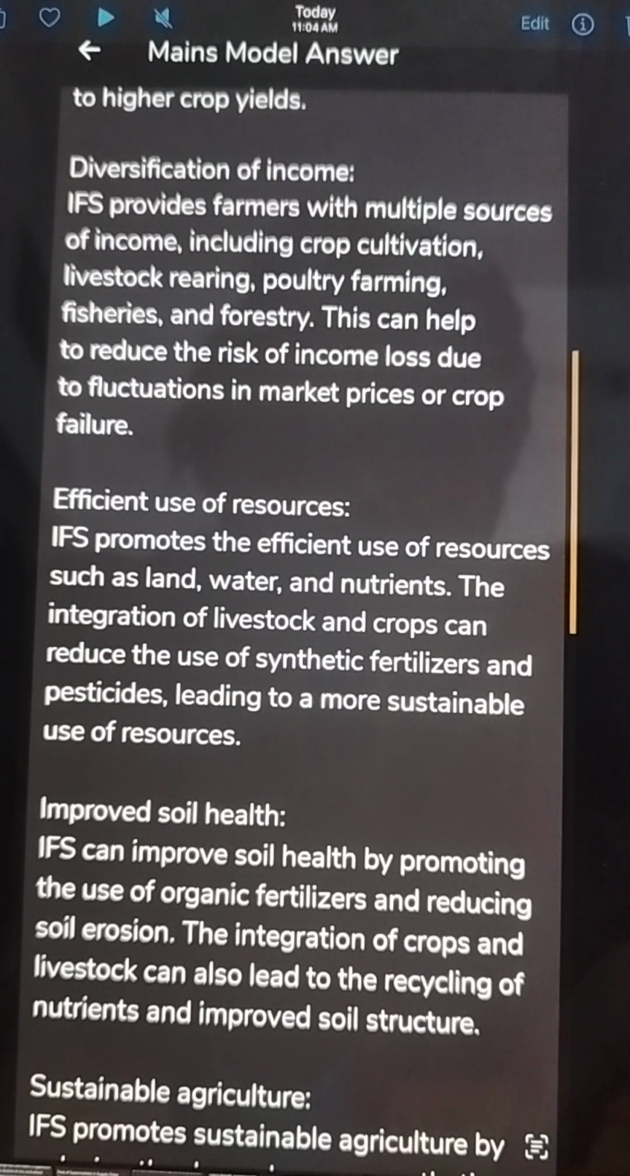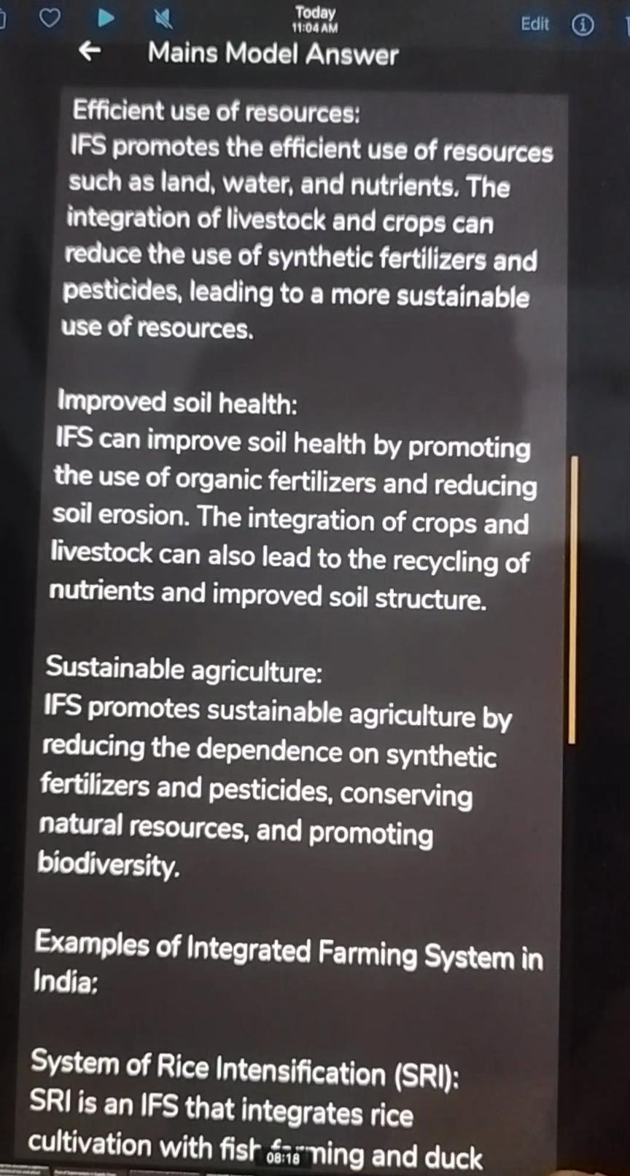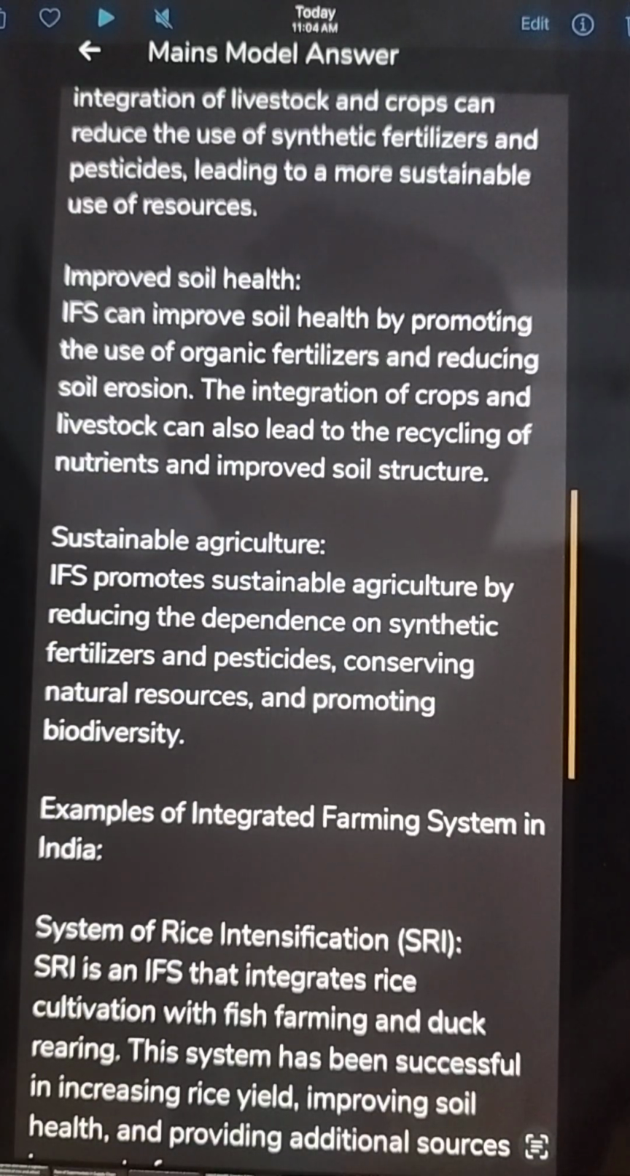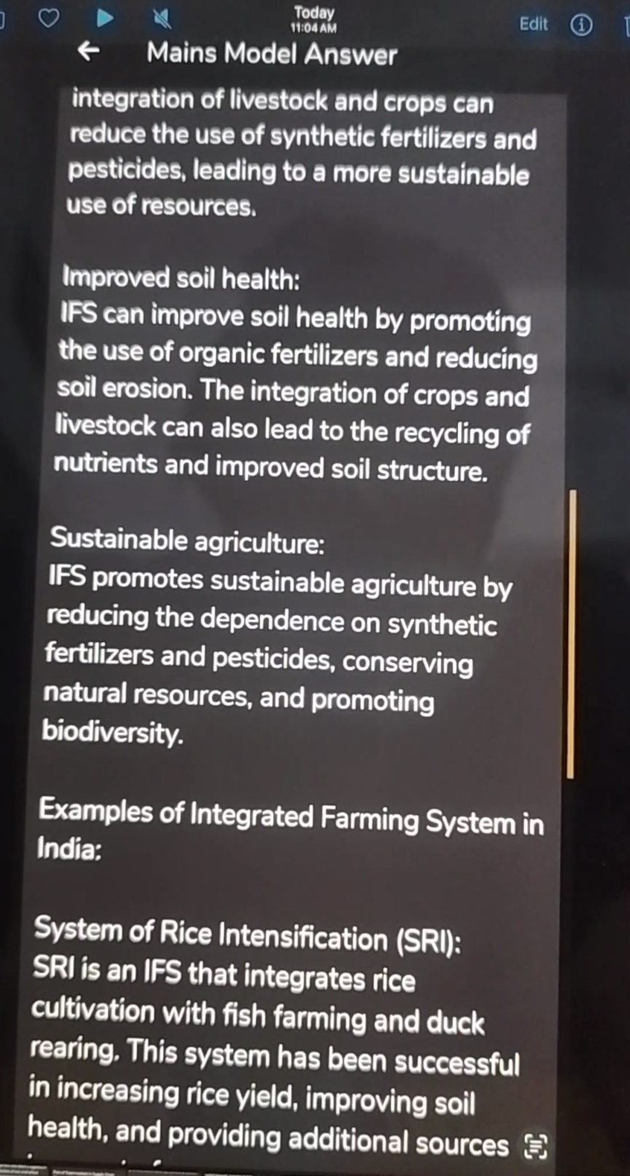Then comes improved soil health. IFS can improve soil health by promoting the use of organic fertilizers and reducing soil erosion. The integration of crops and livestock can also lead to the recycling of nutrients and improved soil structure. Then comes sustainable agriculture. IFS promotes sustainable agriculture by reducing the dependence on synthetic fertilizers and pesticides, conserving natural resources, and promoting biodiversity.